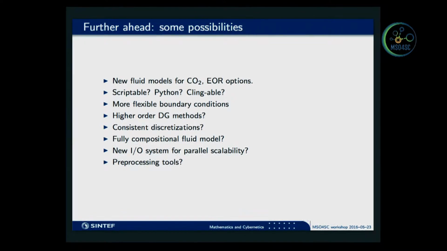Our I/O is currently serial, which is not a big problem as long as you are on, let's say, a single workstation, or up to, I'd say, 12 or 16 nodes. This has so far not been the big bottleneck, but it will be eventually. And what about pre-processing tools for creating these models, going one step upstream from where we are now? These are just ideas. So thanks for listening.